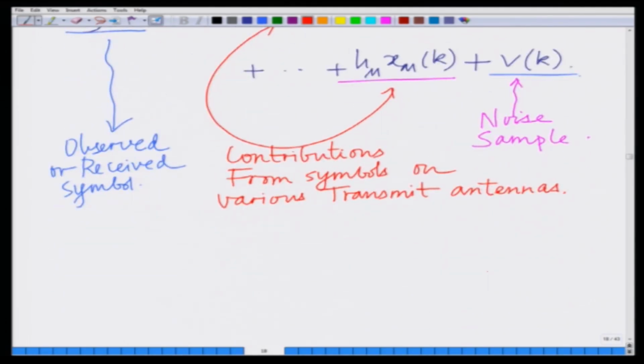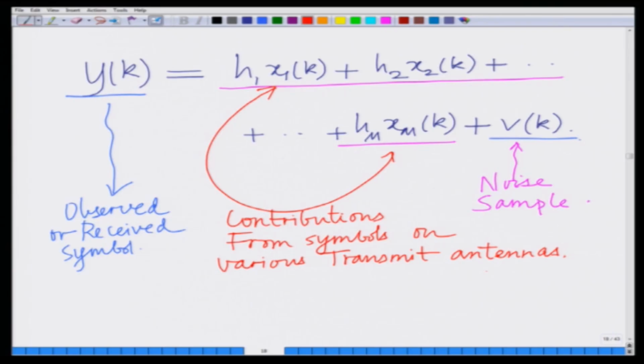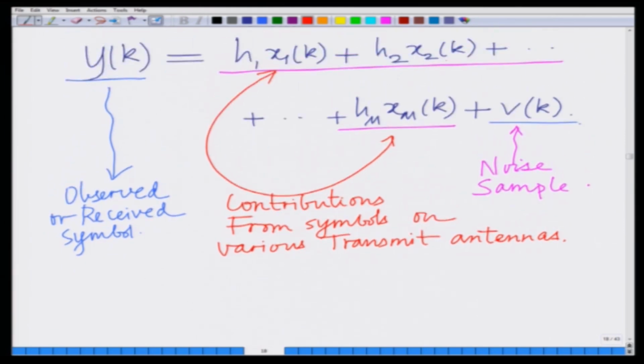For instance, x1k is the symbol transmitted on transmit antenna 1 at time instant k, that goes through channel h1. For instance, h2 x2k basically refers to symbol x2k transmitted on transmit antenna 2 at time instant k, going through channel h2 and so on until hm xmk, that is what we have. Okay. And now, this is the model corresponding to the received symbol yk at time instant k.